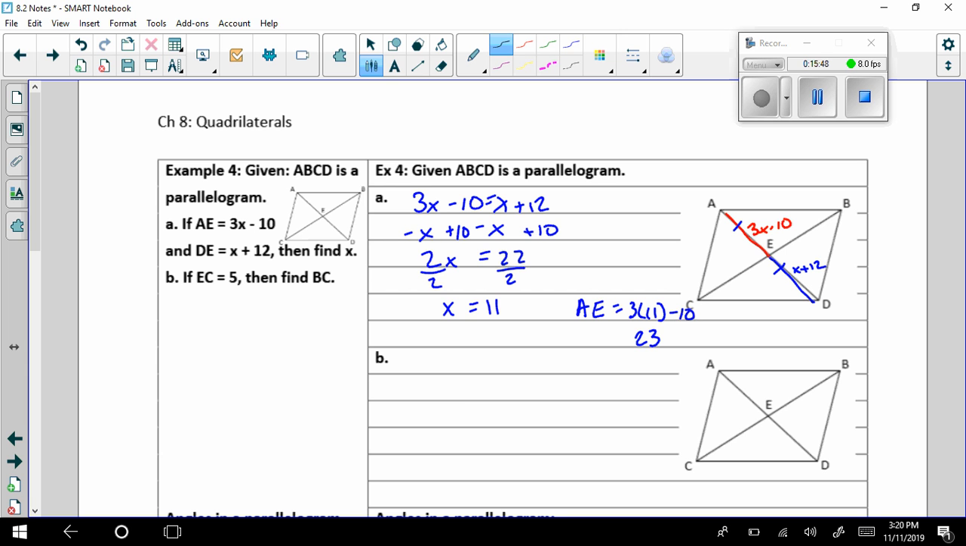Okay. For B, it says EC, so here to here is 5. Then find BC, which is from here to here. That is a really bad bracket. Okay. So if this is 5, CE is equal to BE, or congruent rather. So then this is also 5, which means the whole thing added together will be the whole thing. So 10.